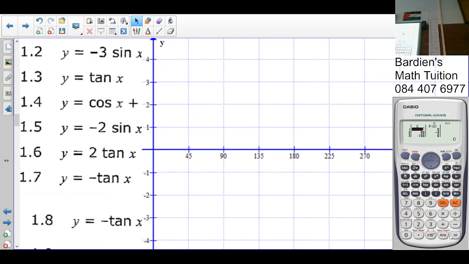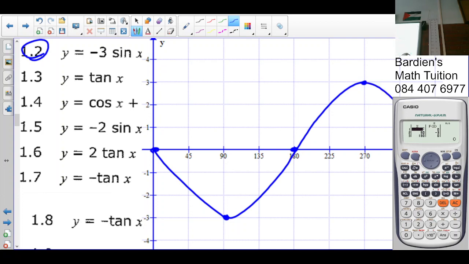So 0 is with 0. 90 is with negative 3. 180 is 0. 270 is 3. 360 is 0. Again, without a ruler, freehand. Connect the dots. Okay. Considering we're drawing the turning points in as well. So it's negative 3 sin x.